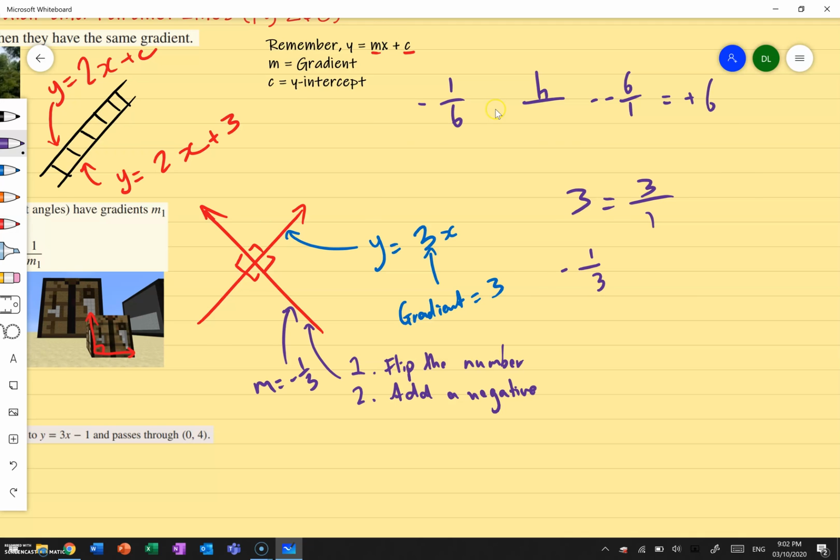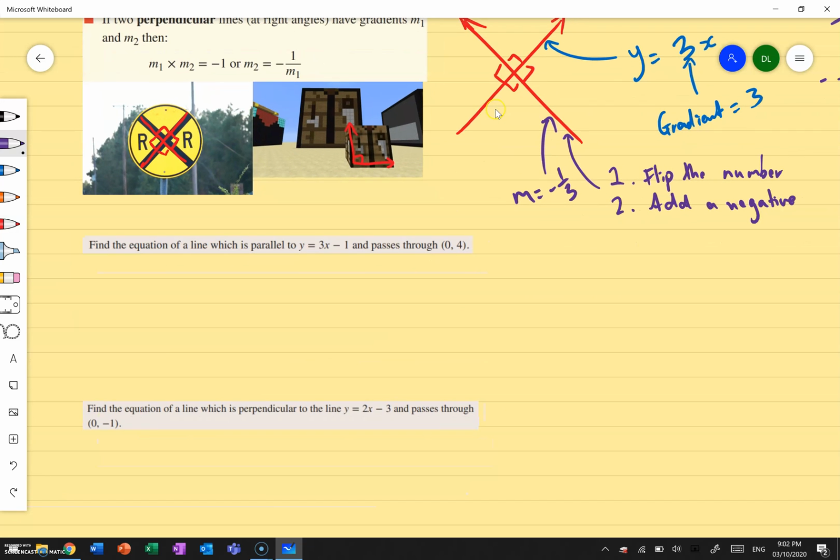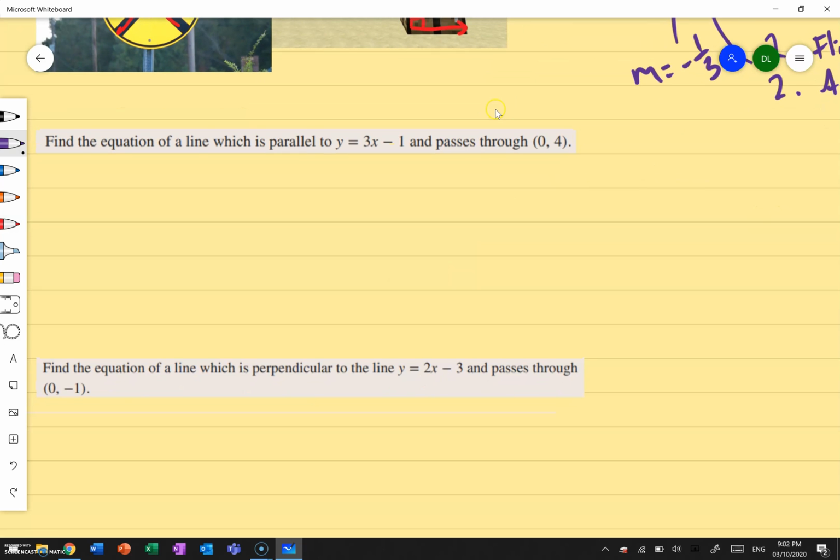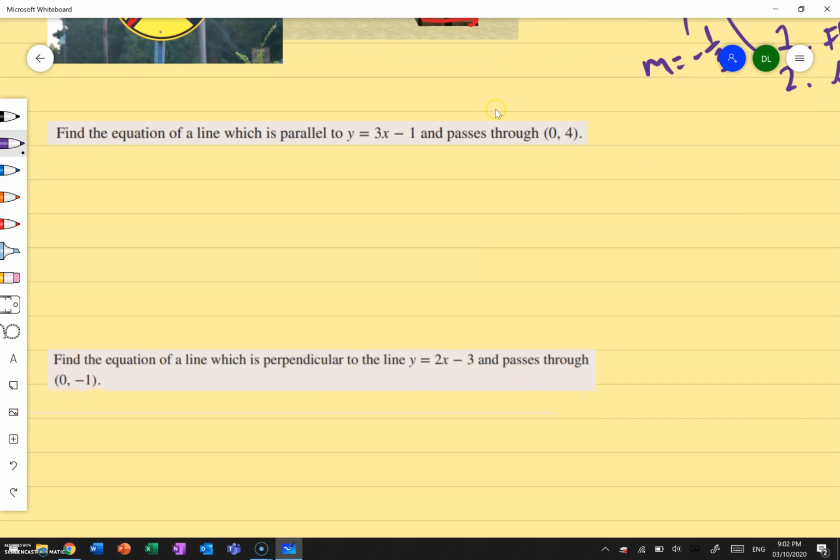Let's put this into practice. Let's first find the equation of a parallel line. So over here, I've got y equals 3x minus 1. I know that because it's parallel, and it says so in the question, that means that m is equal to 3 for our new equation. Now remember, y equals mx plus c, right? So I'm going to write y equals mx plus c. I know that m is 3, we just said it. So I'm going to write y equals 3x plus c.